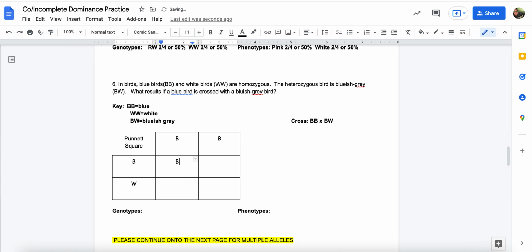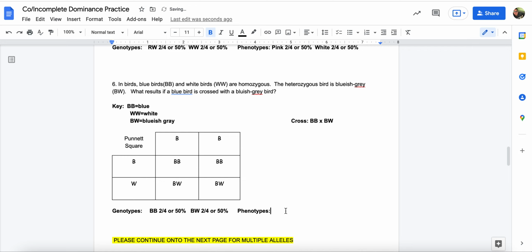Fill in the Punnett square. For our genotypes, first genotype is capital B, capital B. We have 2 out of 4, or 50%. And then our next genotype is capital B, capital W. There are also 2, so 2 out of 4, or 50%.